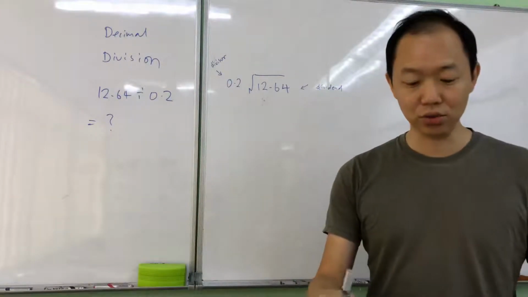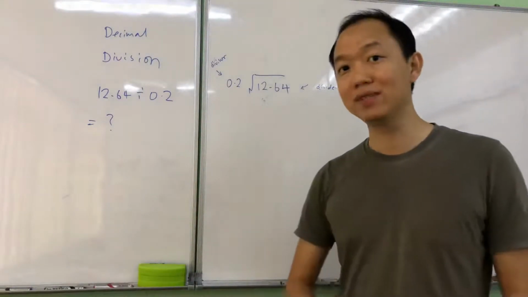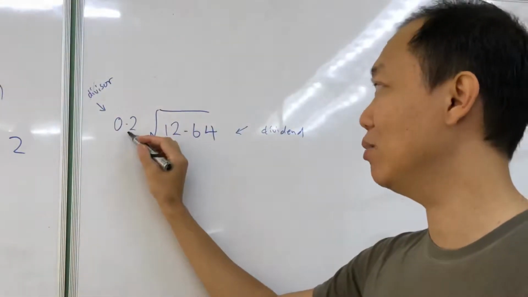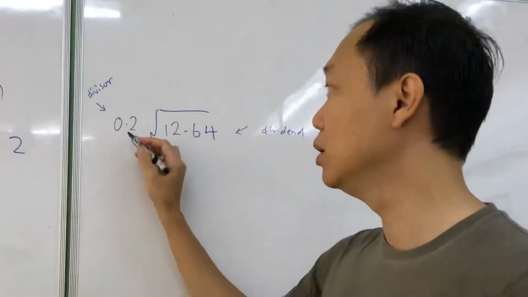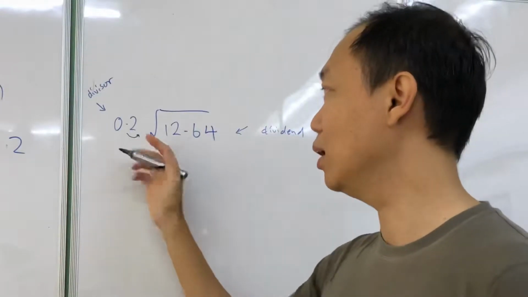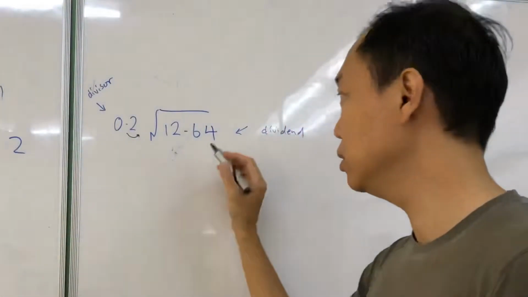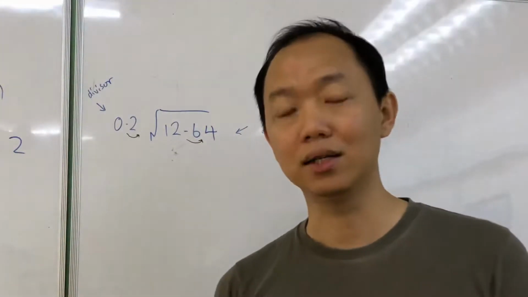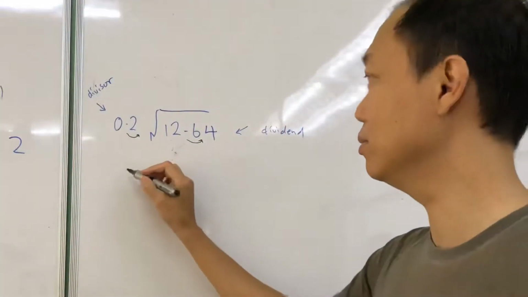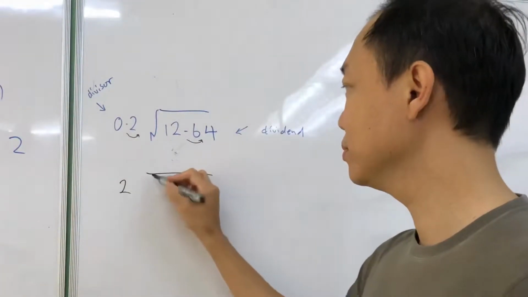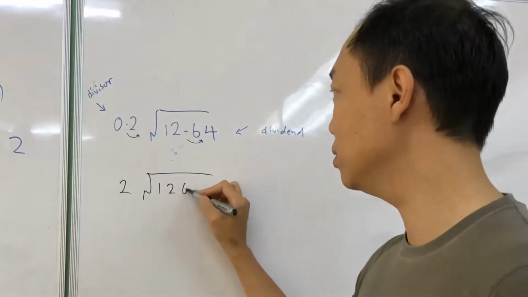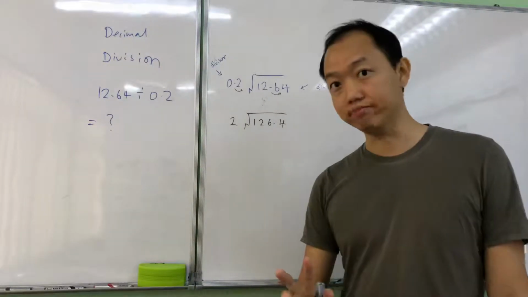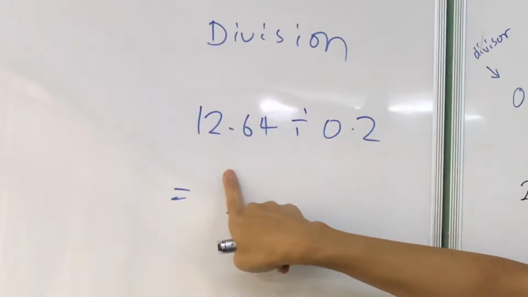Now the trick to doing this is to remove decimal places. What do we mean by that? In this particular divisor, I don't want the decimal, so I want to shift it one step to the right. When I do that, the dividend also has to shift the decimal place one step to the right. So we get 126.4 divided by 2.